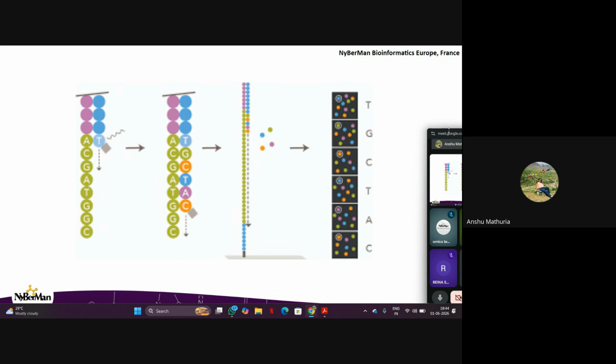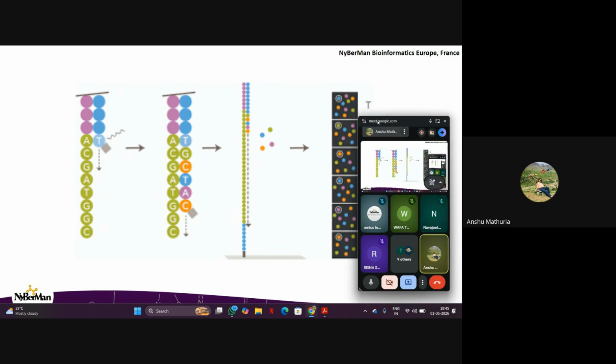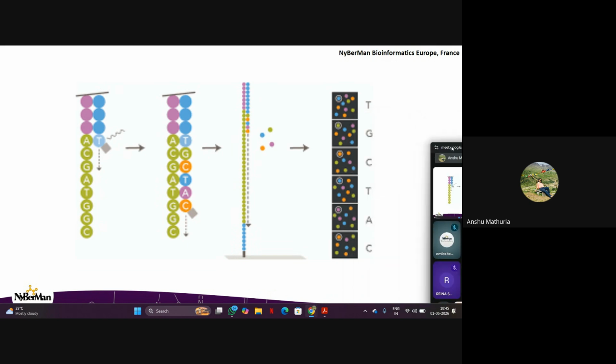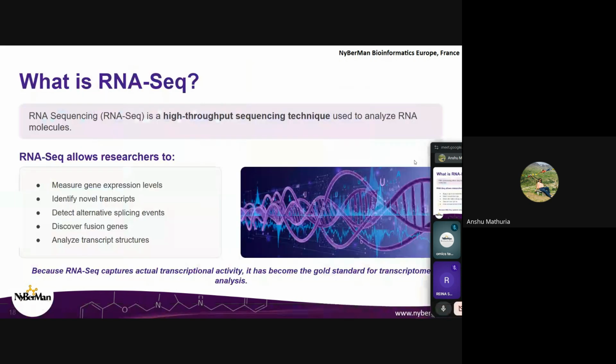Is it clear? Do you guys have any doubt in the NGS workflow, like how the sequencing is done? Okay. I hope it's clear. So now we'll move on to the next things.